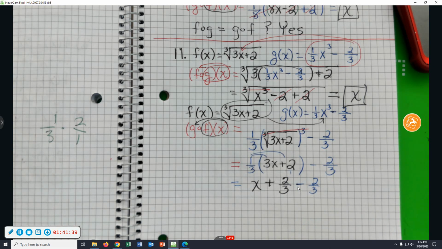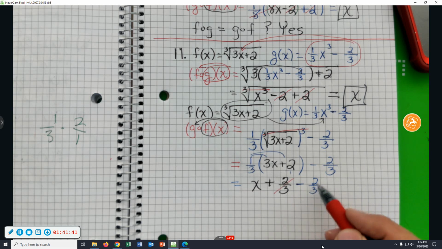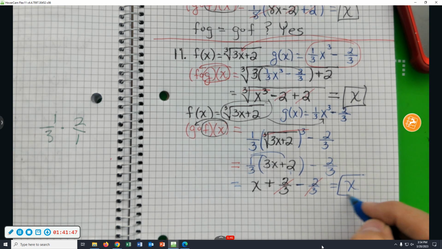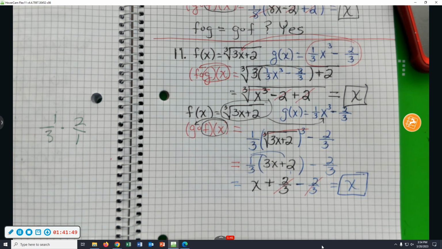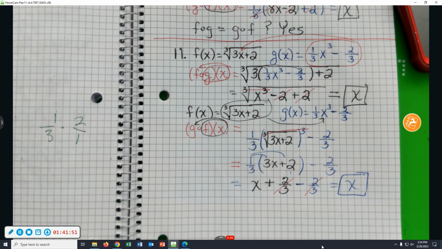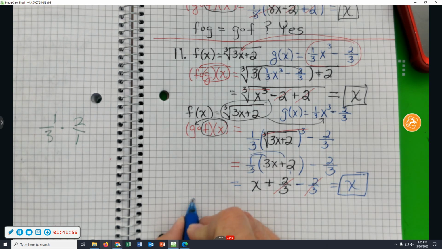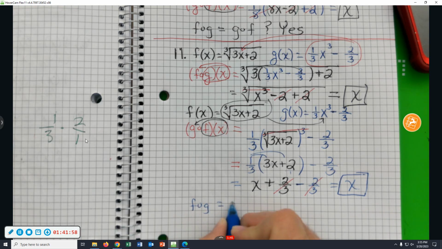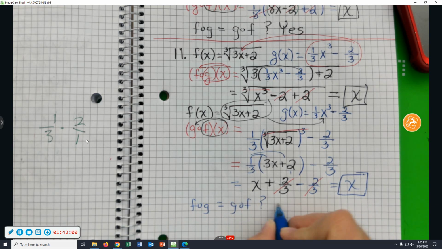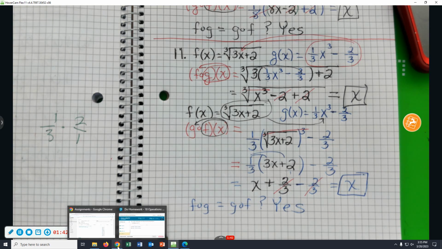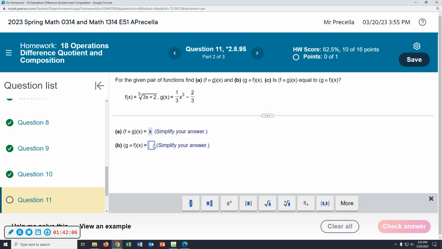And what's going to cancel out here? What are we left with? x. Two functions that cancel each other out like that are called inverse functions. We'll define that in a week's time. But to answer the question, are they equal? Yes. So 10 and 11: x, x, yes.